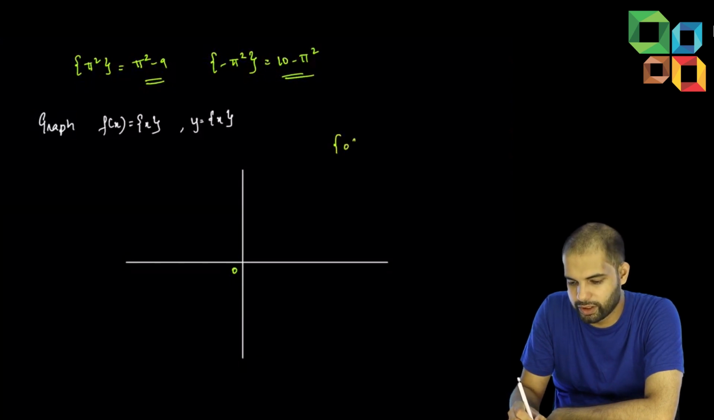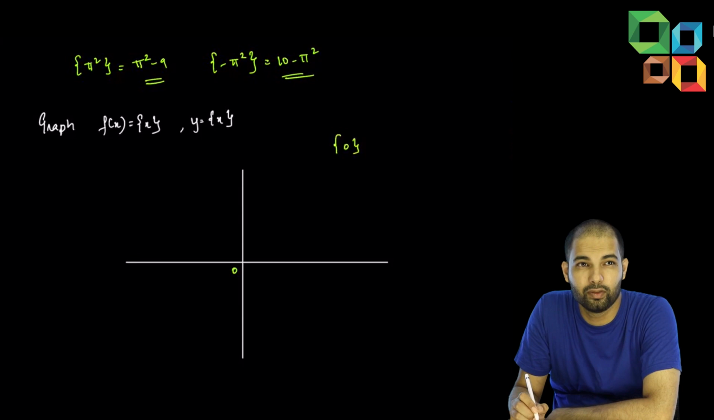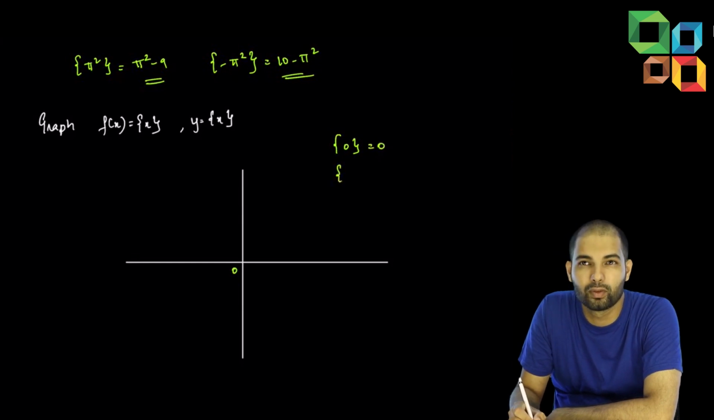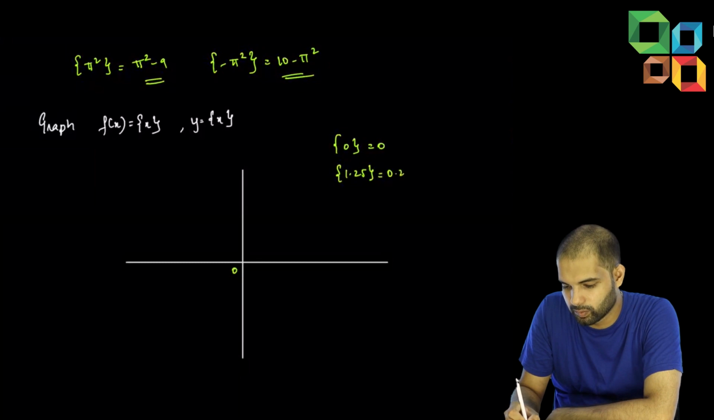Can I start with 1.25? First, we'll see 0 itself. What is the fractional part of 0? 0. Okay, fine. What next values do you want? 1.25. What is the fractional part of 1.25? 0.25. Fine.